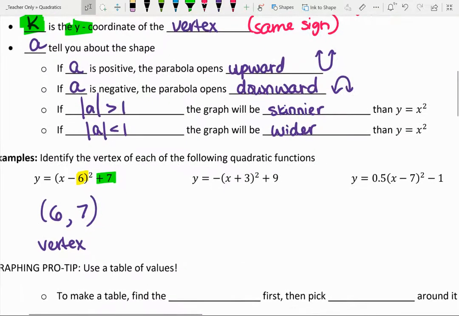For the second example, again, we've got negative x plus 3 squared plus 9. So that means that A value is -1. But again, it doesn't impact the H and the K value, the vertex, at all. So again, we're using the opposite H value. Since I see plus 3, my x coordinate will be -3. And plus 9 for K means that my y coordinate will be 9.